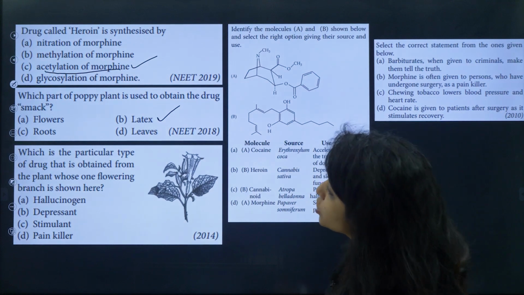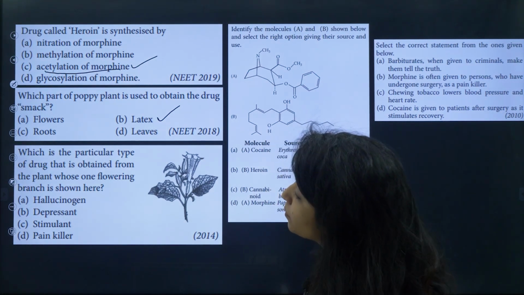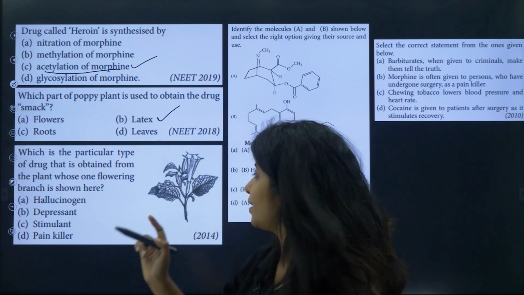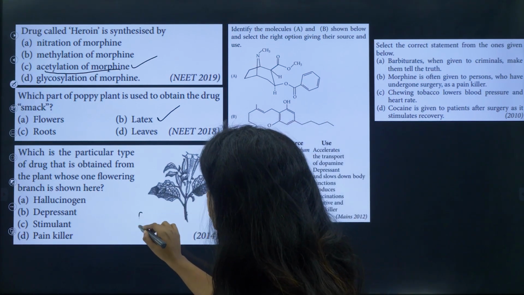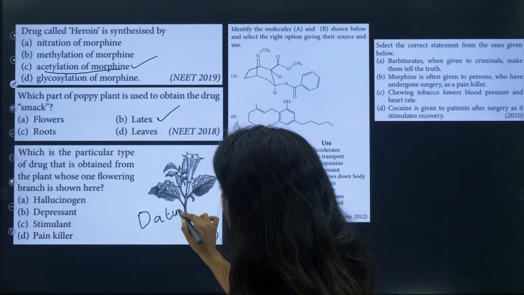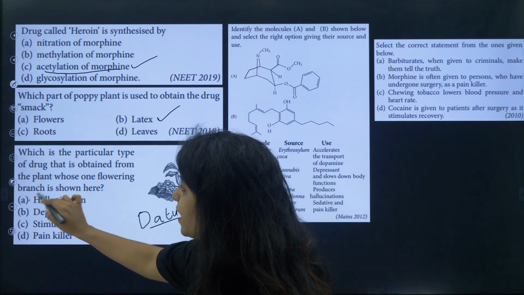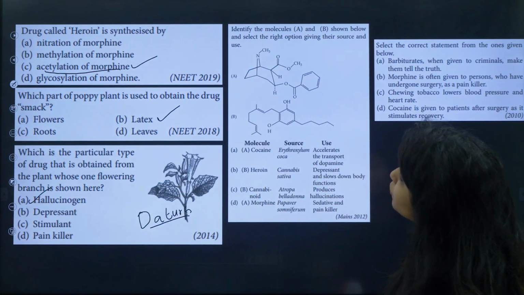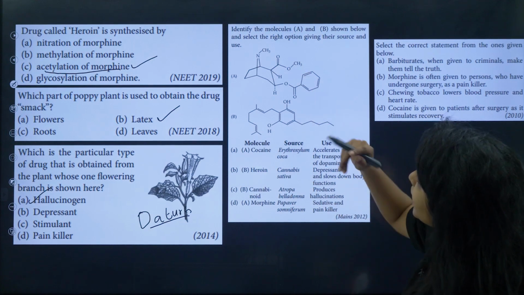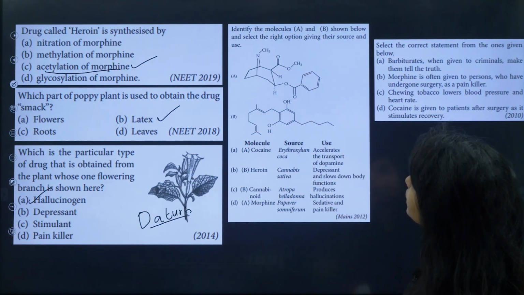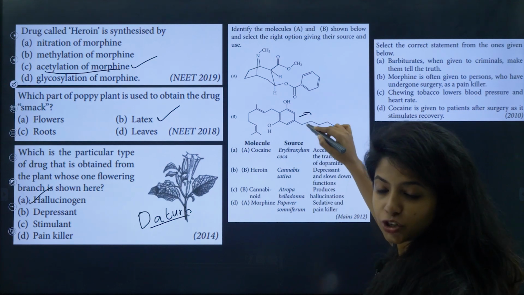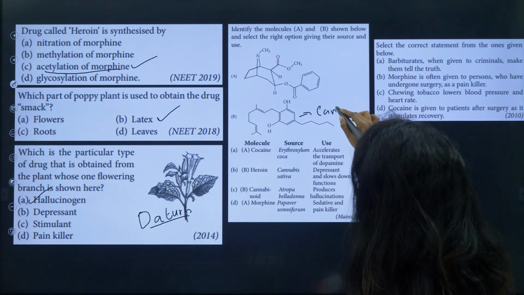Going ahead, which is the particular type of drug that is obtained from the plant whose one flowering branch is shown over here? I told you to remember the diagram, right? So this funnel shaped plant is datura, and datura is what? A hallucinogen. Okay. Going ahead, identify the molecules A and B shown below and select the right option giving their source. So we know this structure, okay, this structure has to be a cannabinoid.